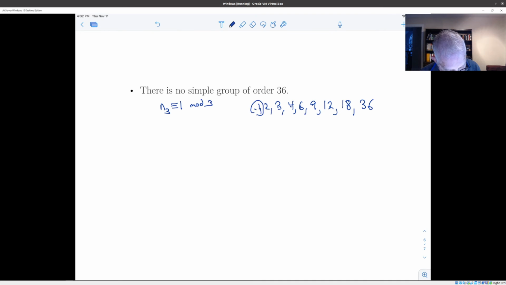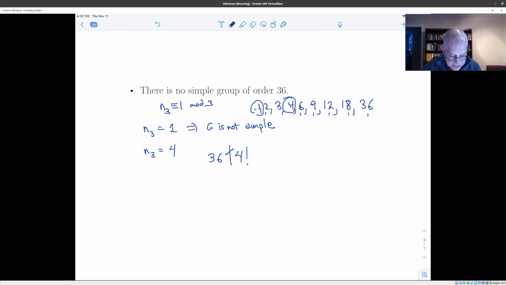So 1 is congruent to 1 mod 3 and 4 is congruent to 1 mod 3, but nothing else here. These are all divisible by 3, so they're not congruent to 1 mod 3, and 2 is not congruent to 1 mod 3. So N3 is either 1, which implies that G is not simple because it has a unique Sylow subgroup of order 3, or N3 is 4. But in that case, we would have to have 36 dividing 4 factorial. 36 does not divide 24. And therefore, by our result on n factorial, this implies that G is not simple.